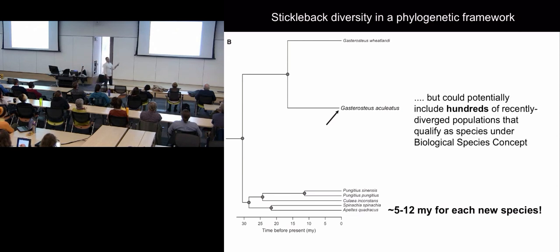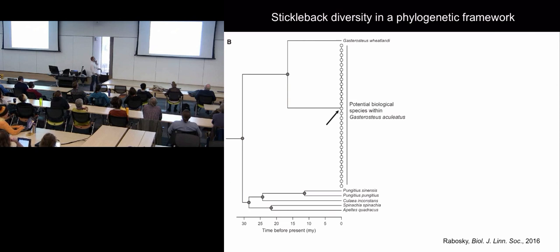However, if you were thinking about all of the divergences among these populations around the Pacific Rim and elsewhere, you could potentially include hundreds of recently diverged populations that would qualify as species under the biological species concept. And this argument has been made in the literature. In fact, if you were to jam these species into this phylogeny, you would get something that looks like this. This is basically what your phylogeny would look like.